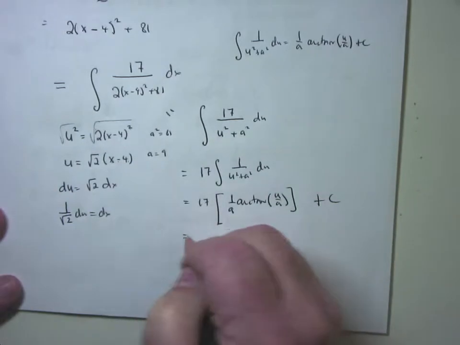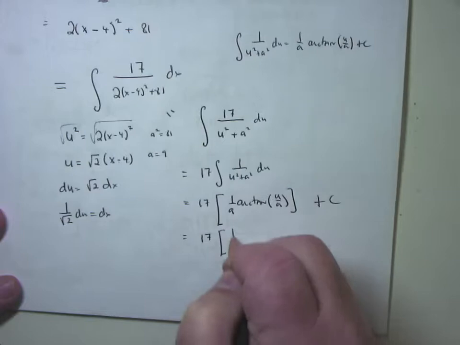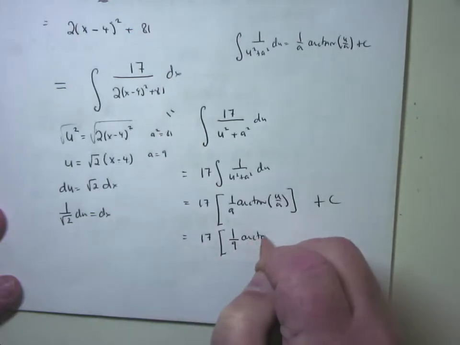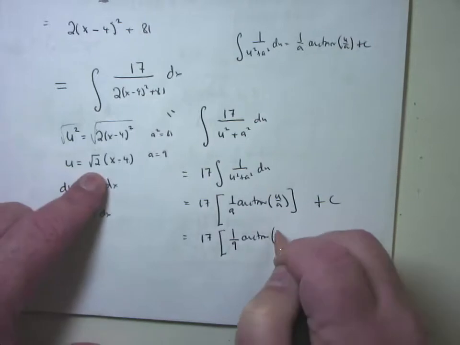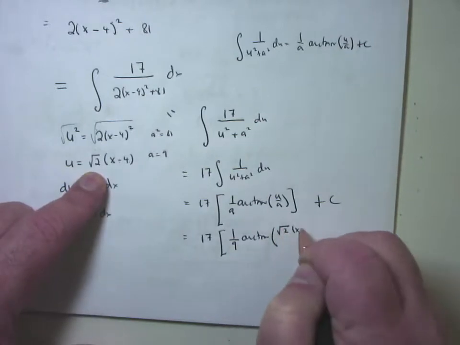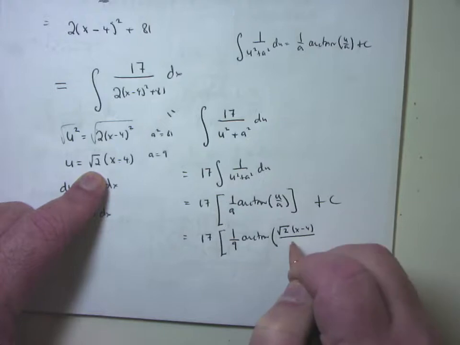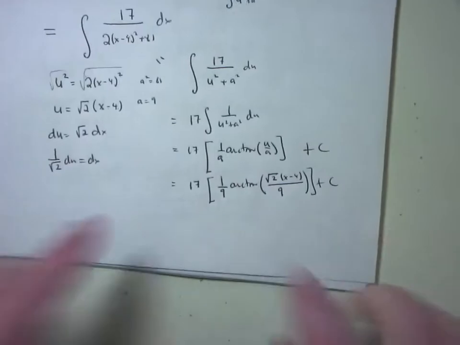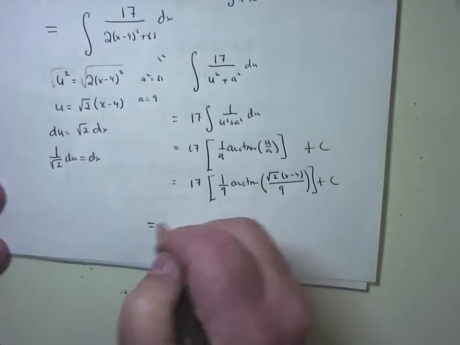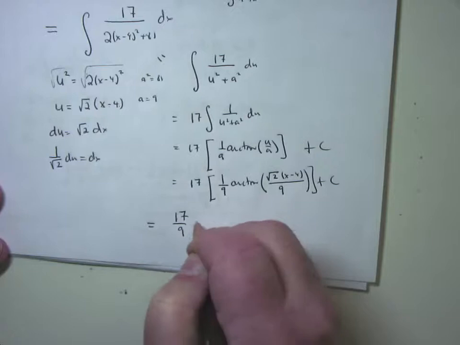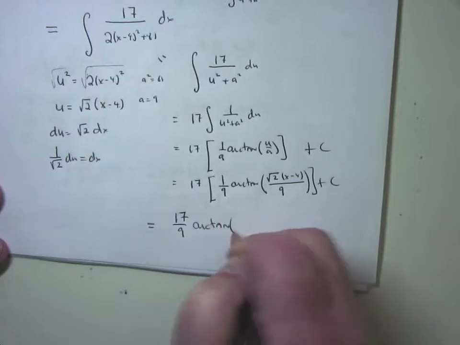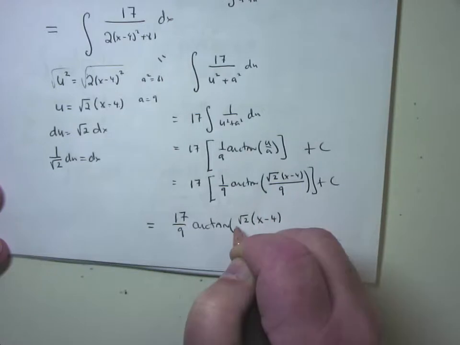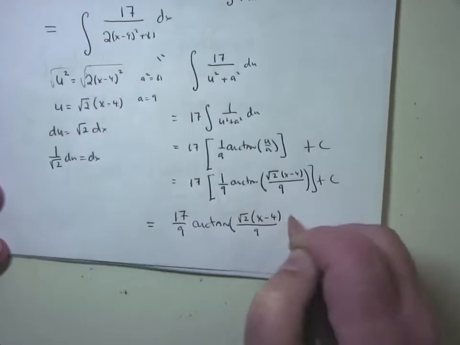Then I back substitute. That would be 17 times 1 over a is 9, times the arctangent of u. U is this awesome square root of 2 times x minus 4 divided by a, which is 9, plus c. And just to make it look good, multiply your constants. So the actual answer is going to be 17 ninths arctangent of the square root of 2 times parentheses x minus 4 over 9 plus c.